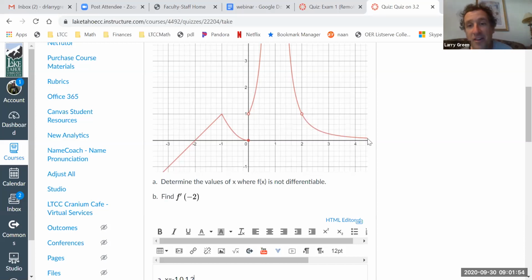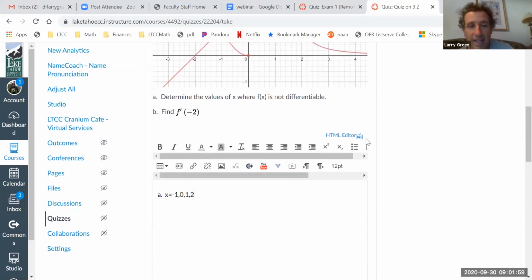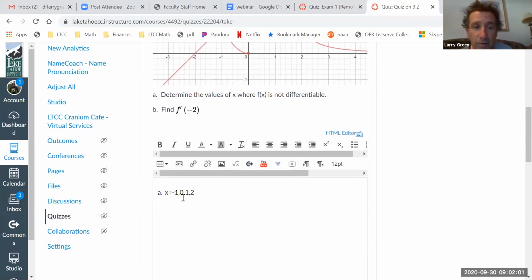That's nice and smooth. You're going down a slide, no problem. So that's it. For part A, the points where it's not differentiable are -1, 1, -1, 0, 1, and 2.